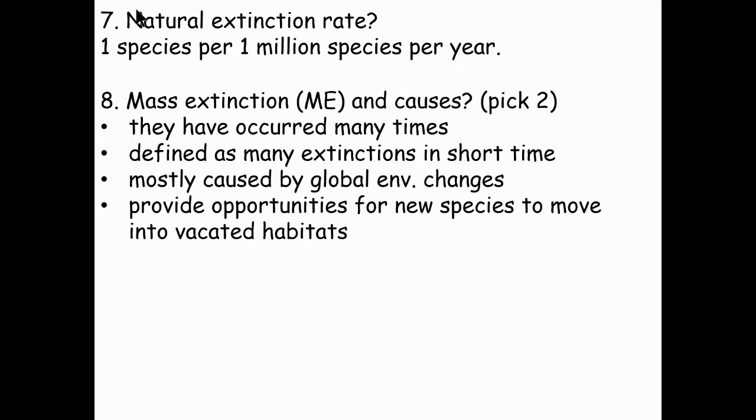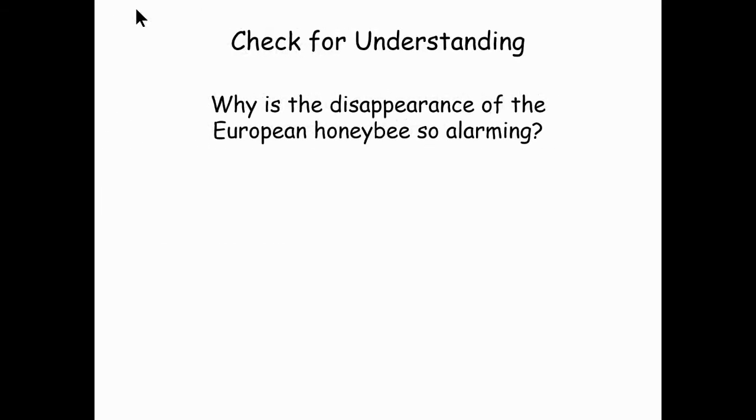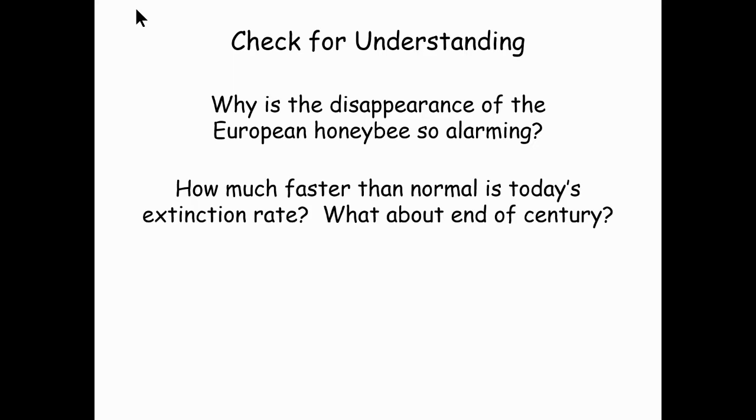Moving ahead in 5, 4, 3, 2, and 1. Please use this as an opportunity to practice a bit with your notes. Why is the disappearance of the European honeybee so alarming? If you can't remember, take a look back at number 2. Yeah, it's because 70% of European agriculture, fruits, and vegetables relies on these bees.